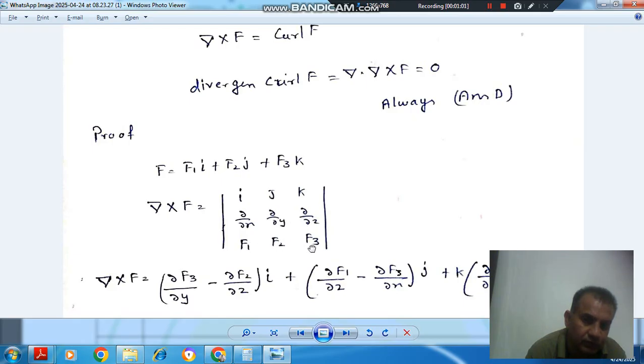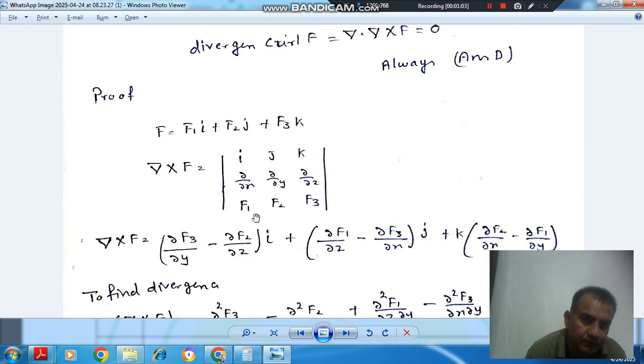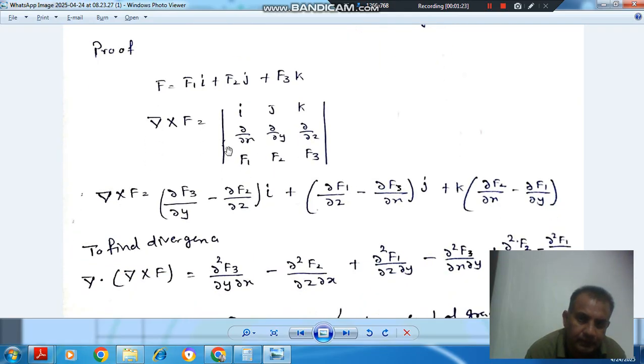Then F1, F2, F3. Solving this matrix gives the curl of F. For i, we have ∂F3/∂y minus ∂F2/∂z. For j, it will be ∂F1/∂z minus ∂F3/∂x, and for k, ∂F2/∂x minus ∂F1/∂y.